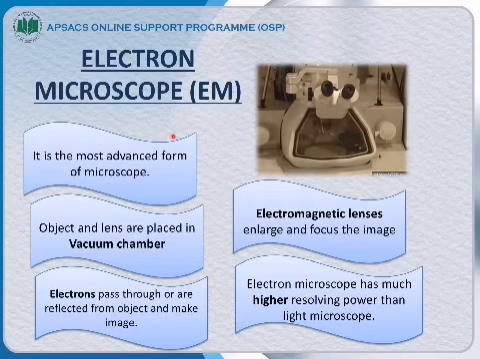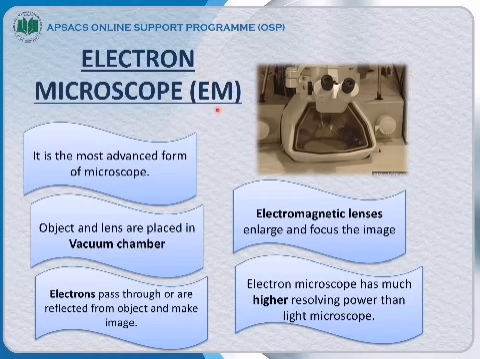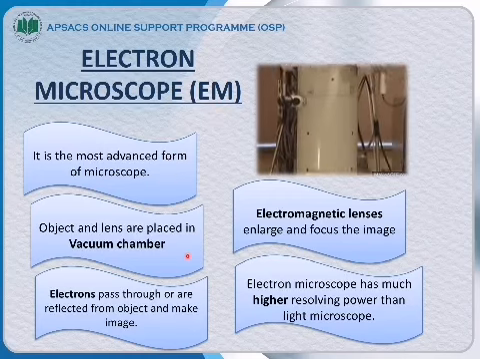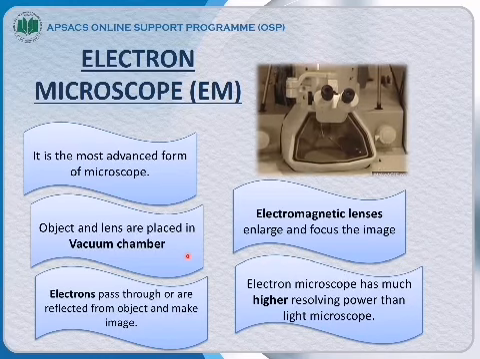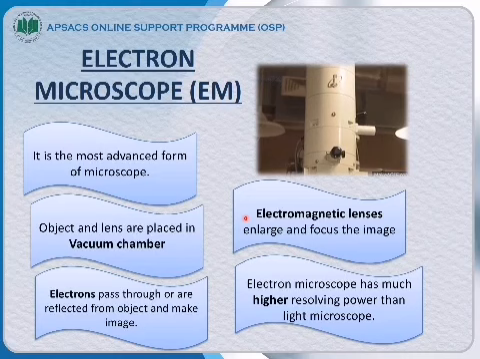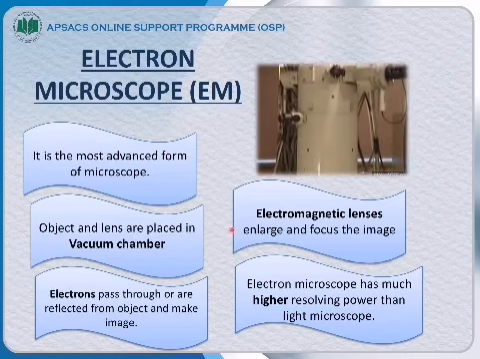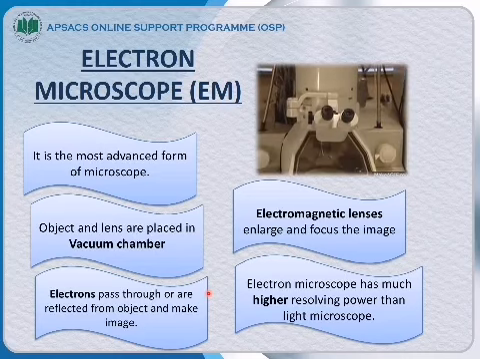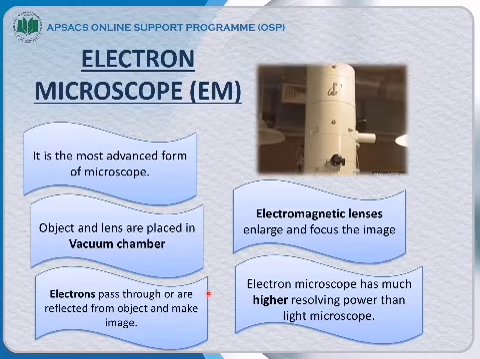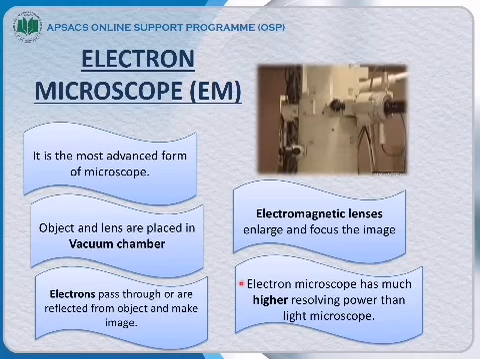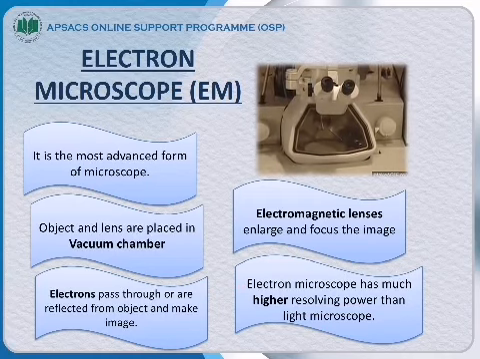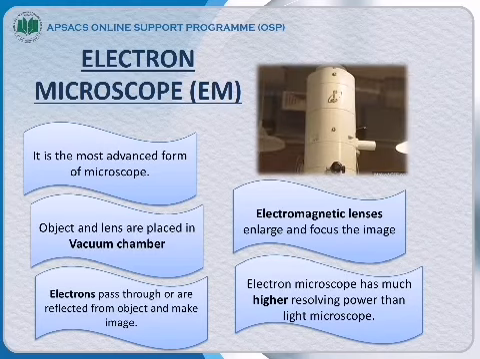It is also presented as EM. It is the most advanced form of microscope. The object and the lens are placed in a vacuum chamber. Electromagnetic lenses are used in an electron microscope. The source is an electron beam that passes through the object and then makes the image. The electron microscope has much higher resolving power than the light microscope.